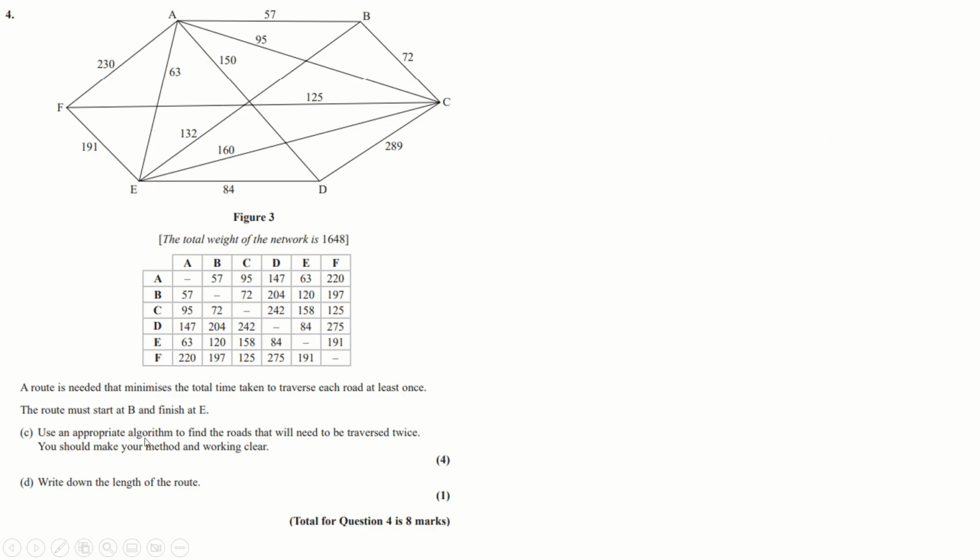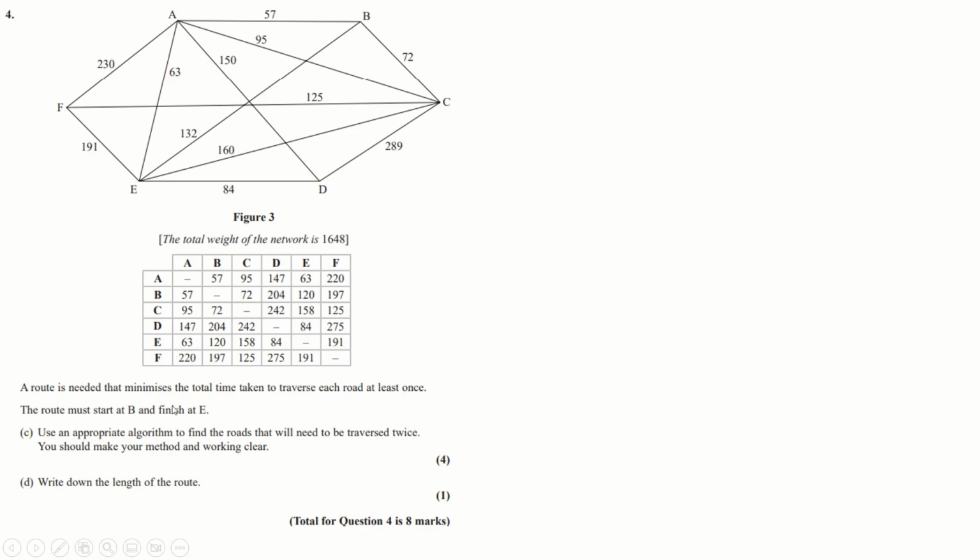And now we need to find a different algorithm to find the roads that will need to be traversed twice if we want to find a route that goes through every road at least once. Now the thing that's going on here is that every single city has an odd degree, like this has 3 edges, this has 5, 3, 5, 3, 5.